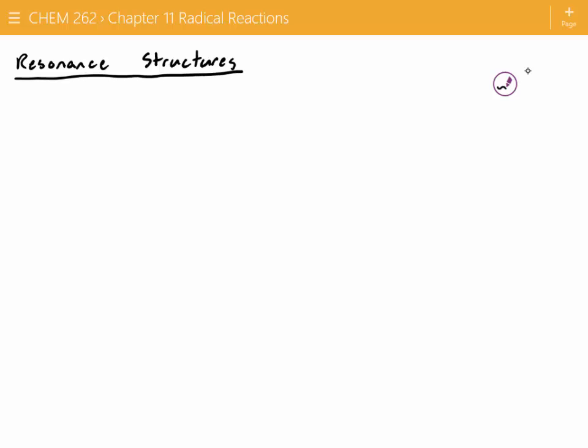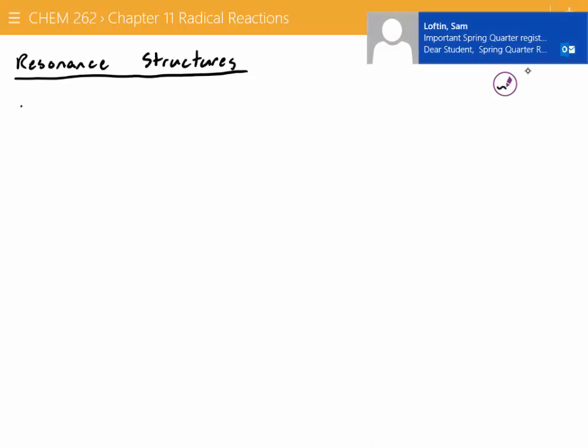We can have regular plain resonance structures with radical reactions, but this time we're going to be moving electrons one at a time, not in pairs. So we're going to draw them a little bit differently. And I'm going to show an example molecule.